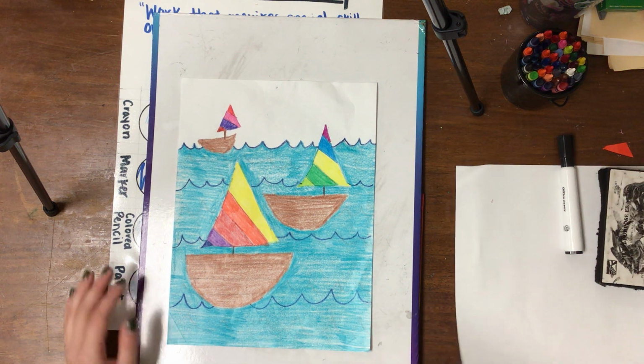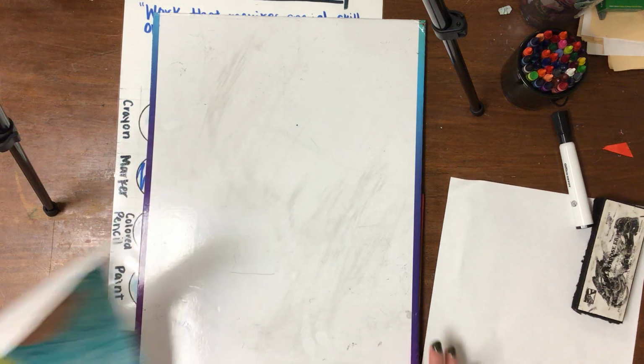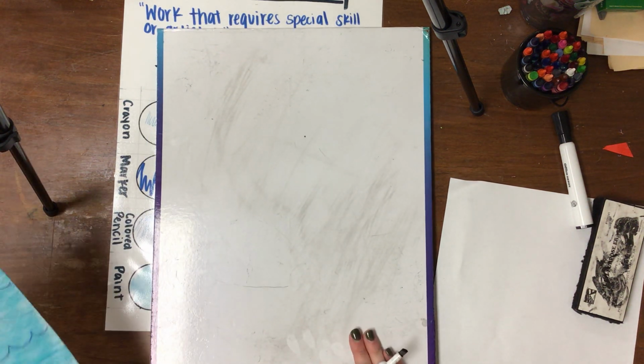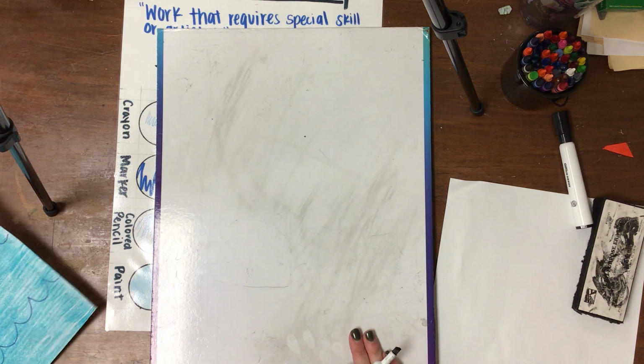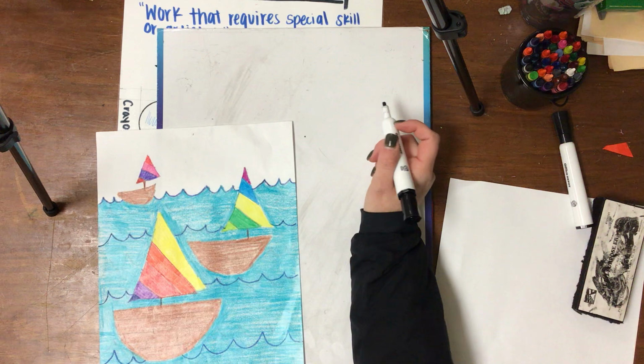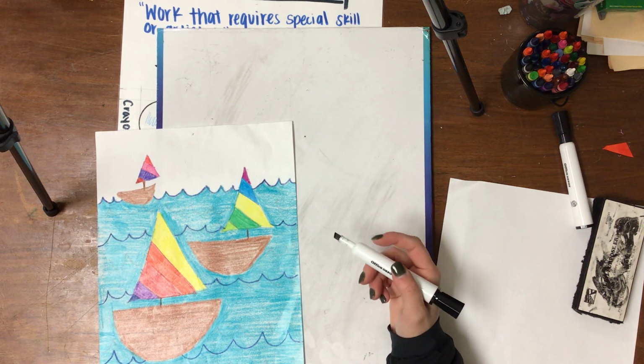So you need a pencil, and you need an eraser, and your crayons. Now, if you don't have crayons, and you have markers only, or colored pencils only, then that's fine too. You can use those.